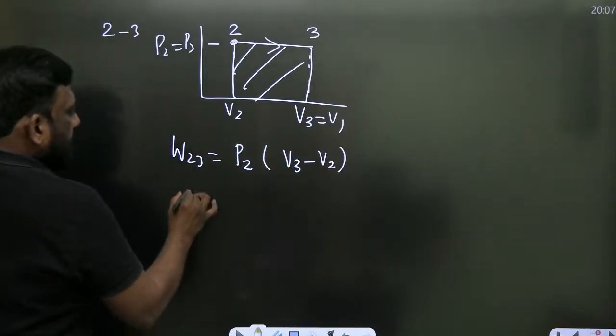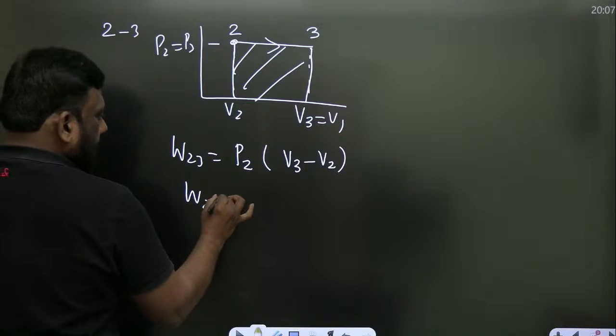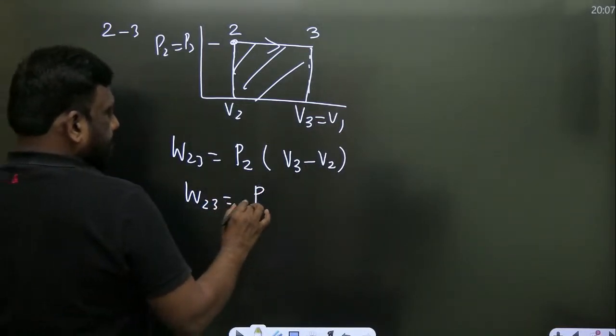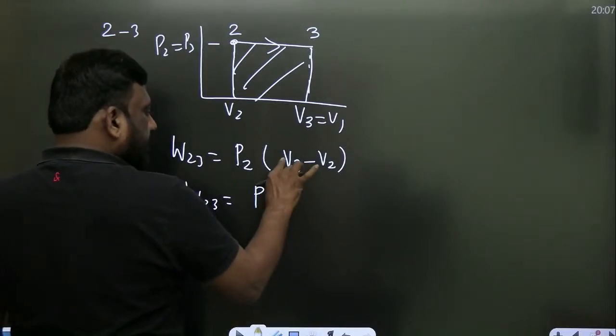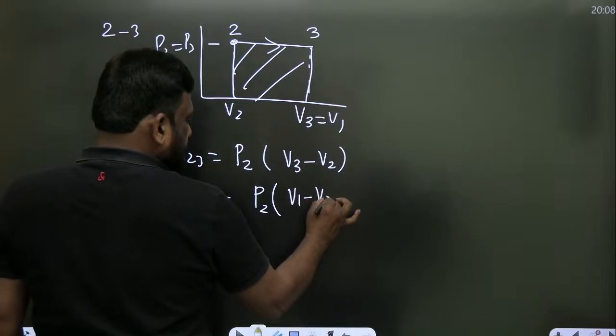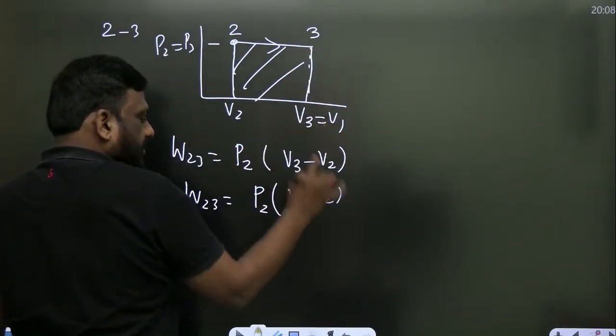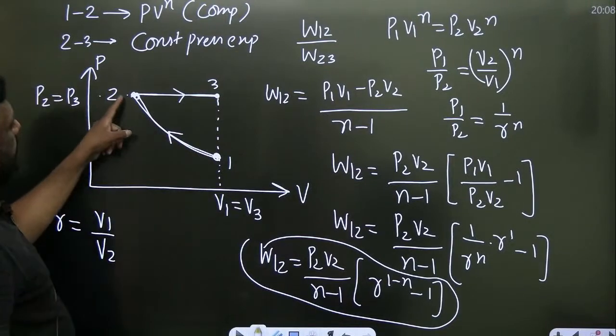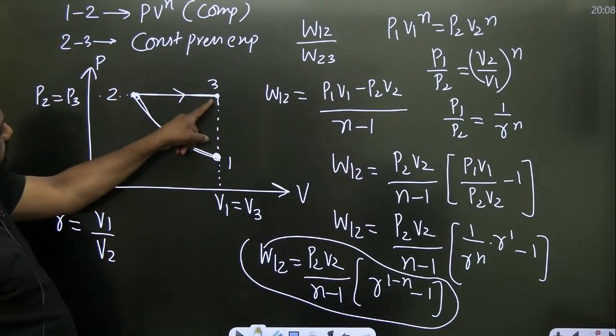Okay sir, so work is equal to, easy, no tension sir. Can I write this as, listen carefully, P2, V3, what is V3? V1 minus V2. Because he has given V3 and V1 are the same. Look once, V3 and V1 are same. So what is this work? P2 into V3 minus V2.